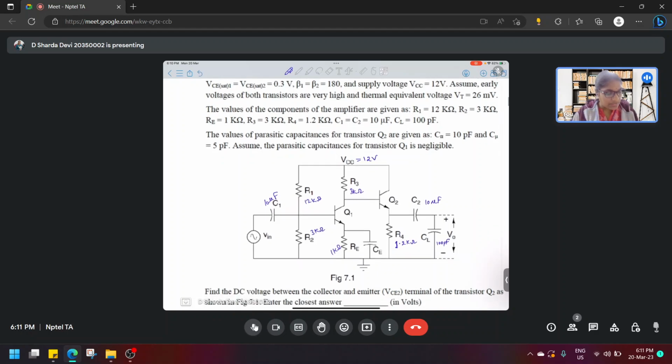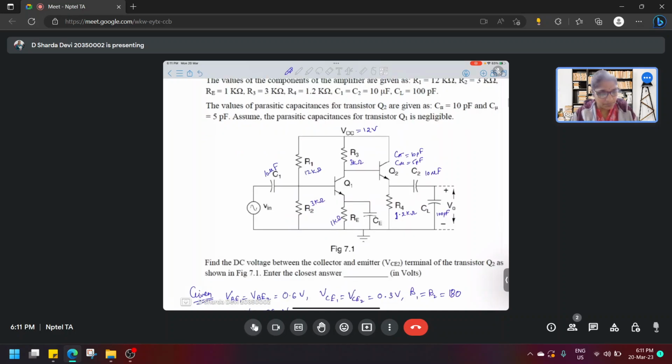With this, it is given that C1 is ideal, so we are not considering the effect of parasitics in Q1, the first transistor, and for the second transistor we have C pi of 10 picofarad and C mu of 5 picofarad. So with this information, we'll move ahead.